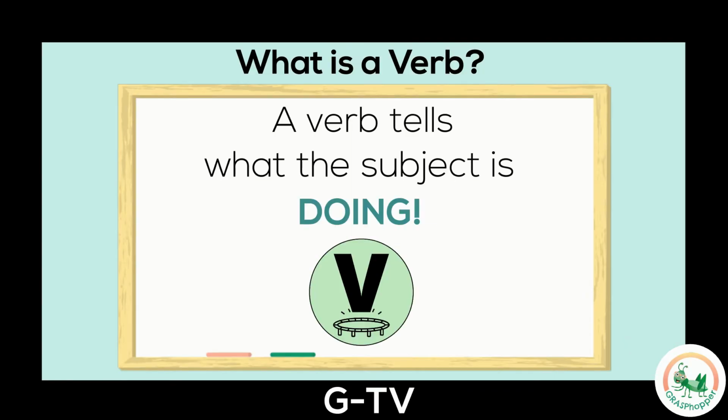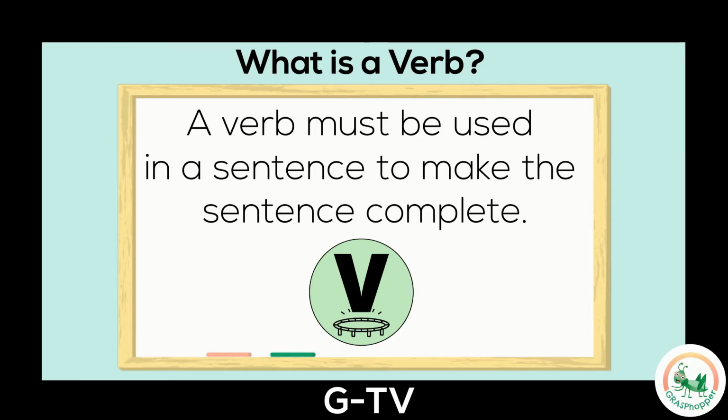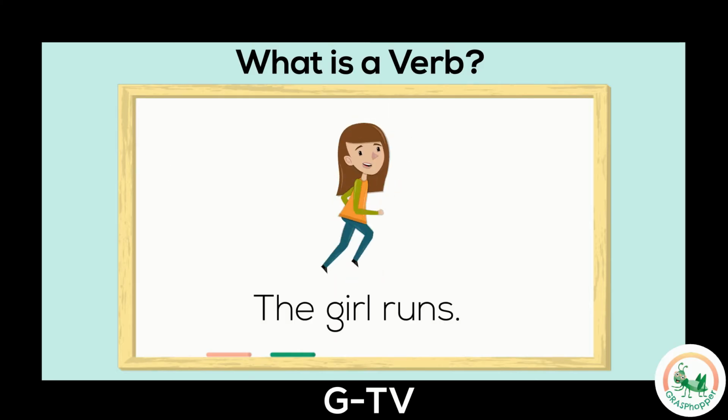A verb tells what the subject is doing. A verb must be used in a sentence to make the sentence complete. For example, the girl runs. The verb is runs because it is telling what the subject, the girl, is doing.